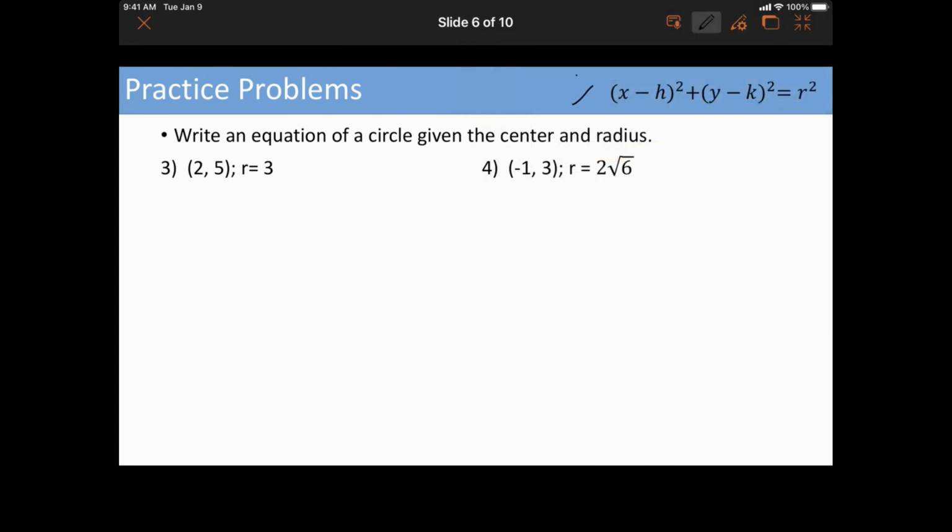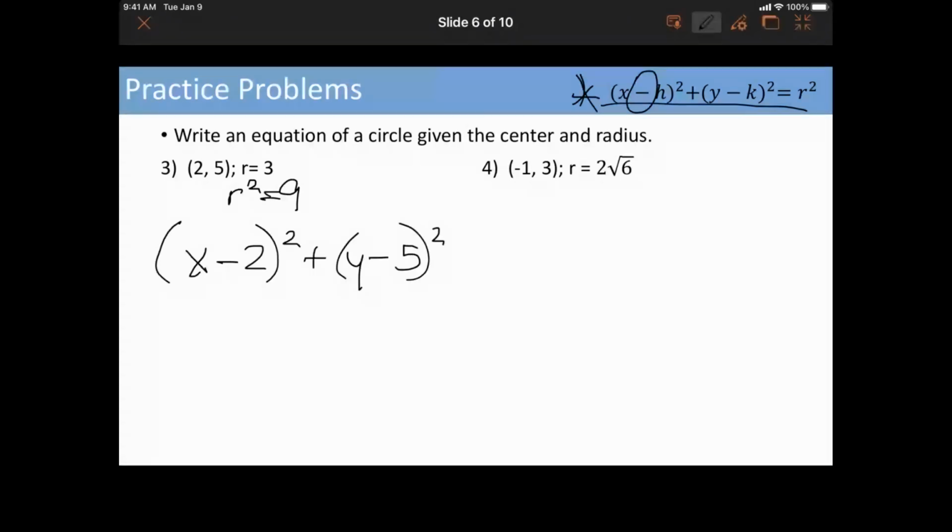So how do I write the equation of a circle given the radius? All right, so here's my equation. And here's r, but I need r squared. So I'm just going to square r, so that's going to be 9. So it is simply this: x minus 2, the minus comes from the equation itself, squared plus y minus 5 squared equals 9. And that's it.